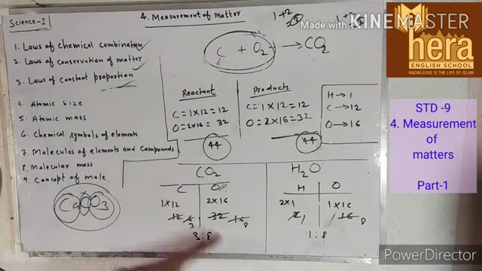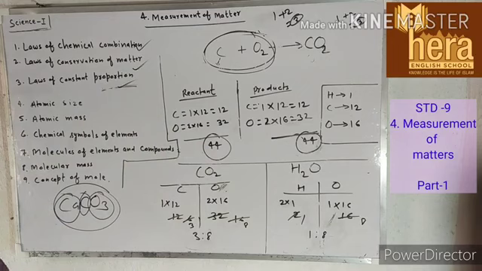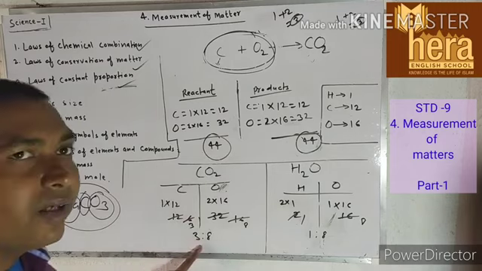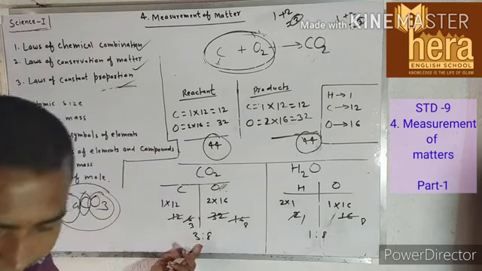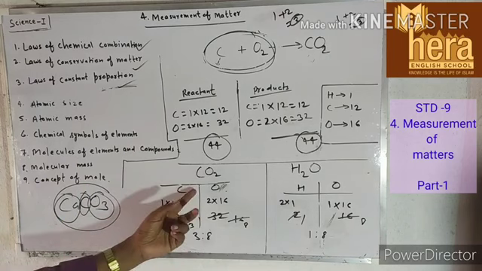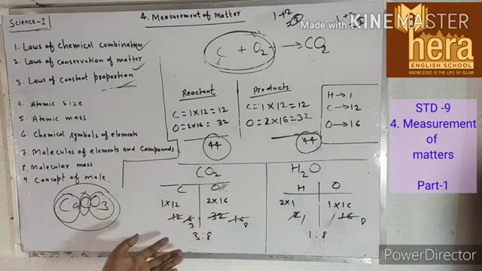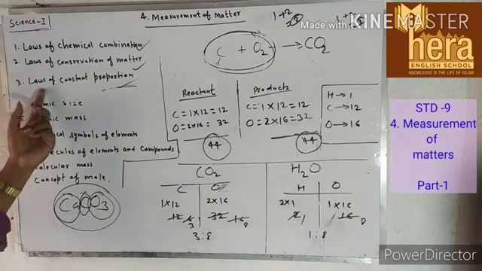Now the proper definition of the law of constant proportion, as given in the textbook, is: the proportion by weight of the constituent elements in the various samples of a compound is fixed. Okay, so this was the law of constant proportion.